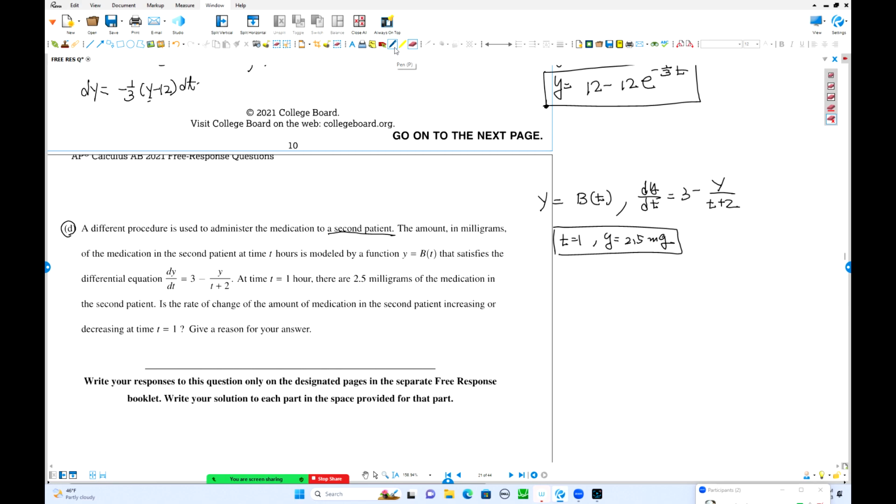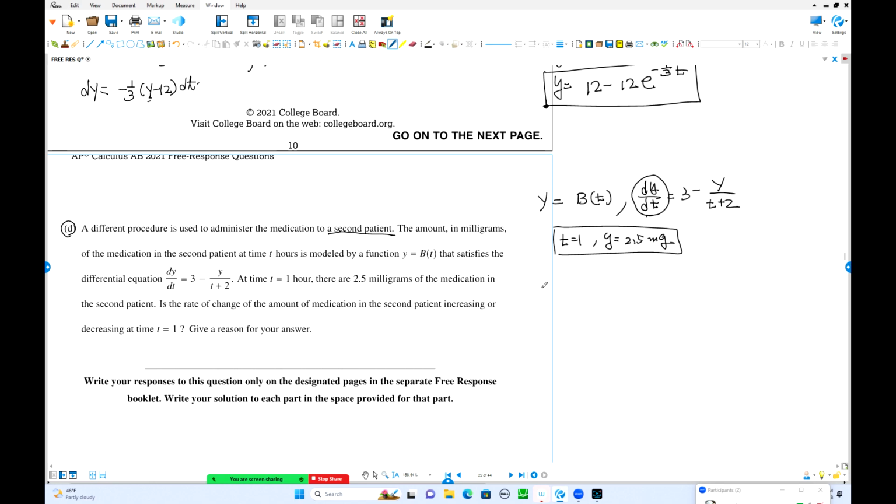Is the rate of change of the amount of medication in the second patient increasing or decreasing? This is the rate already, right? dy/dt is the rate. It's already the slope. But this rate, we're going to check whether it's increasing or decreasing. What does that mean? We have to check the second derivative, right?